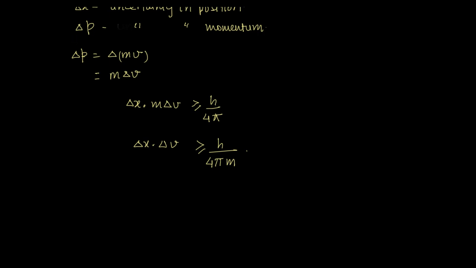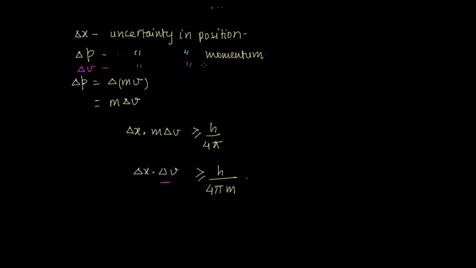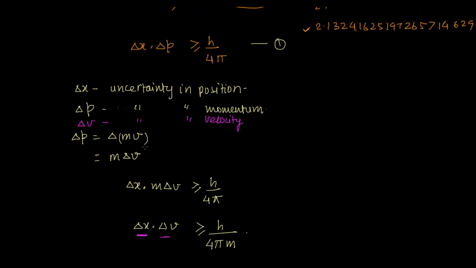Where this delta v now becomes the uncertainty in velocity. Get that? Now what happens if you try to make this delta x smaller and smaller? Understand? Then this delta v starts becoming larger and larger. You understand what we are trying to say? Now, why did he say that? What is the reason for saying such a weird thing as this?